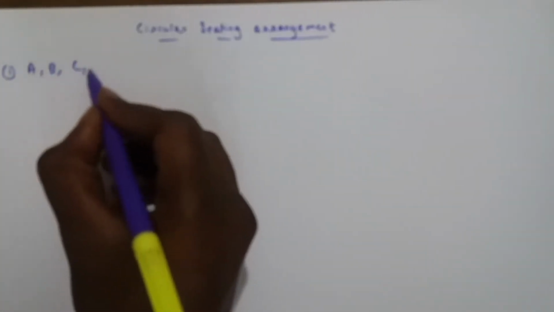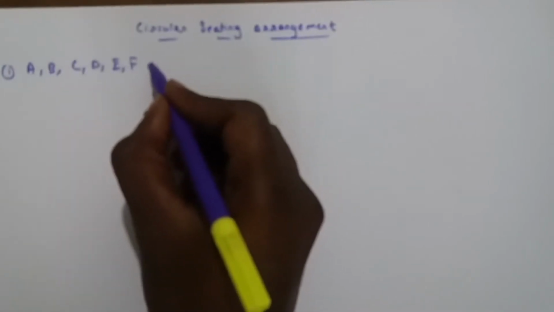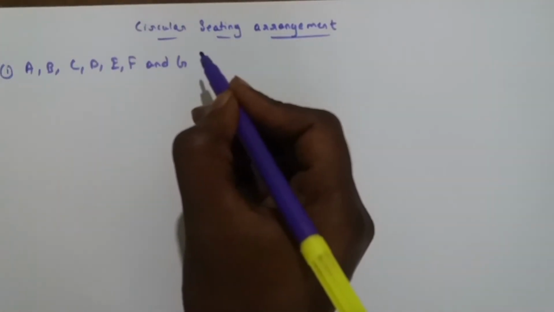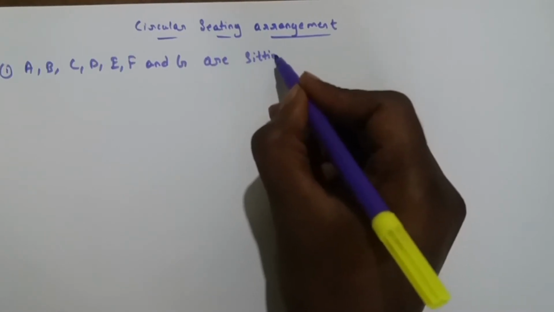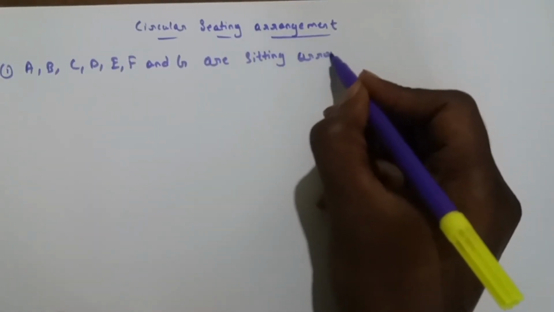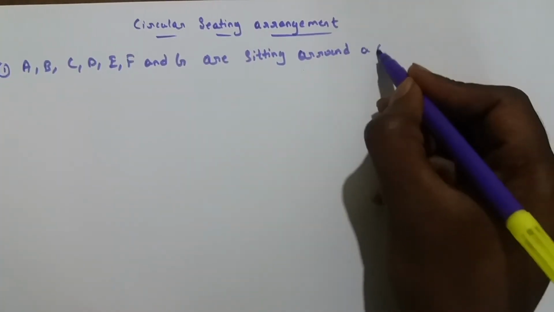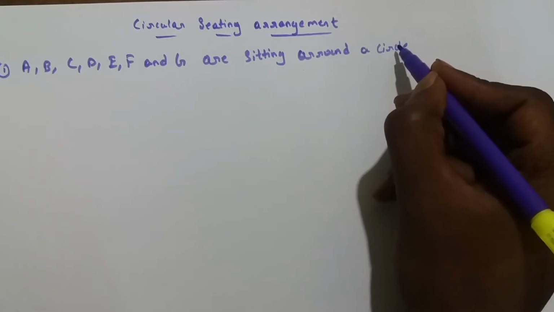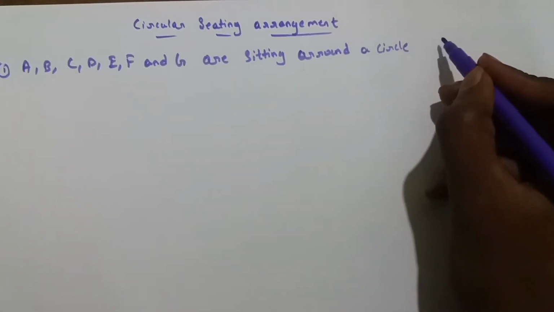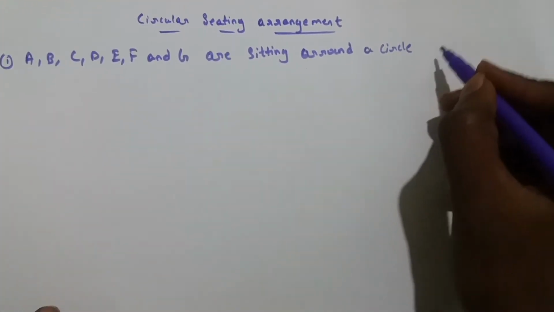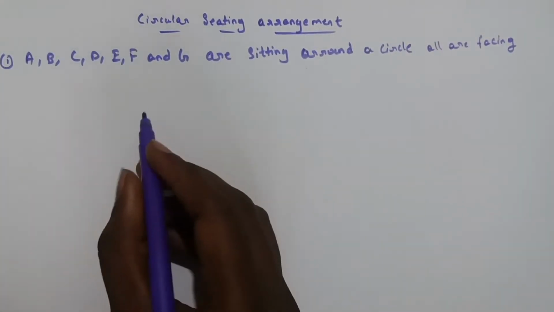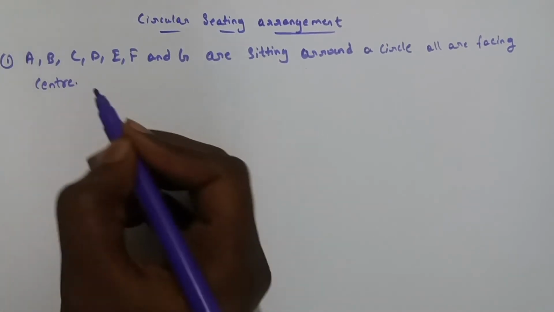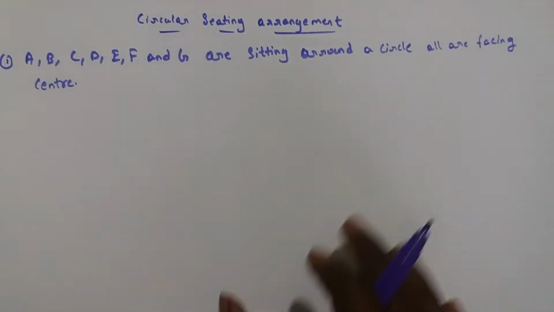A, B, C, D, E, F, and G are sitting around a circle and all are facing the center.